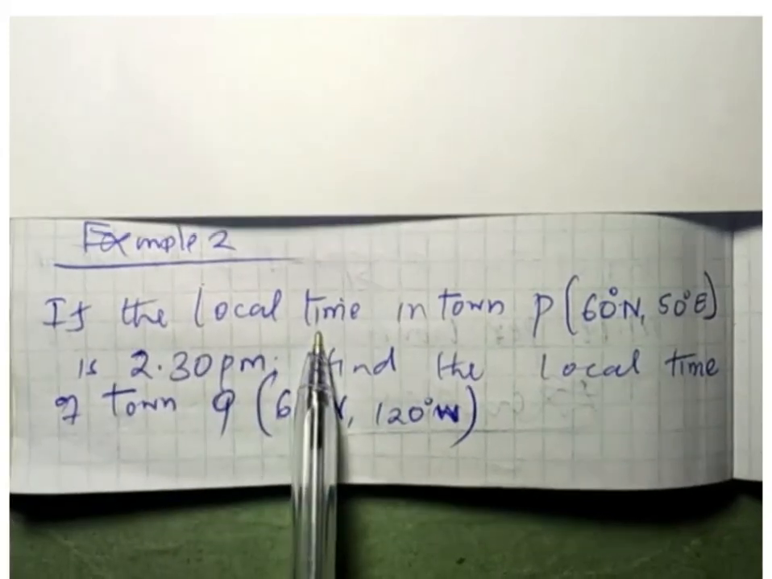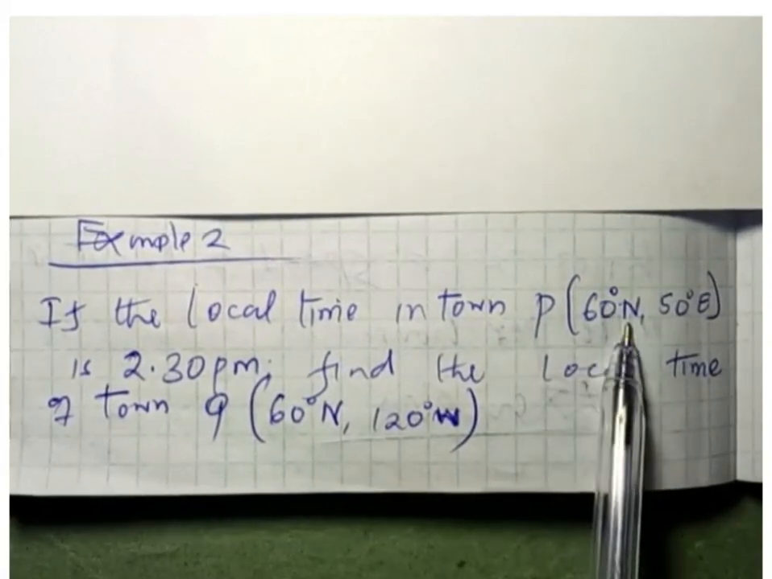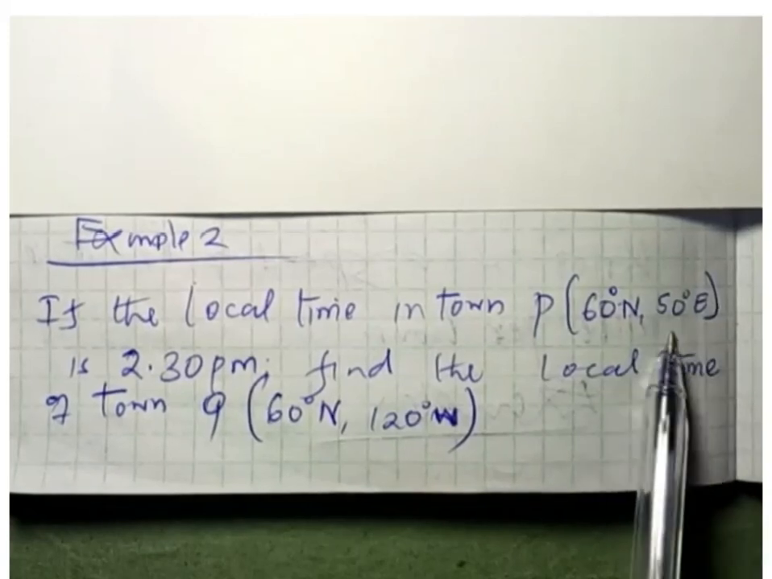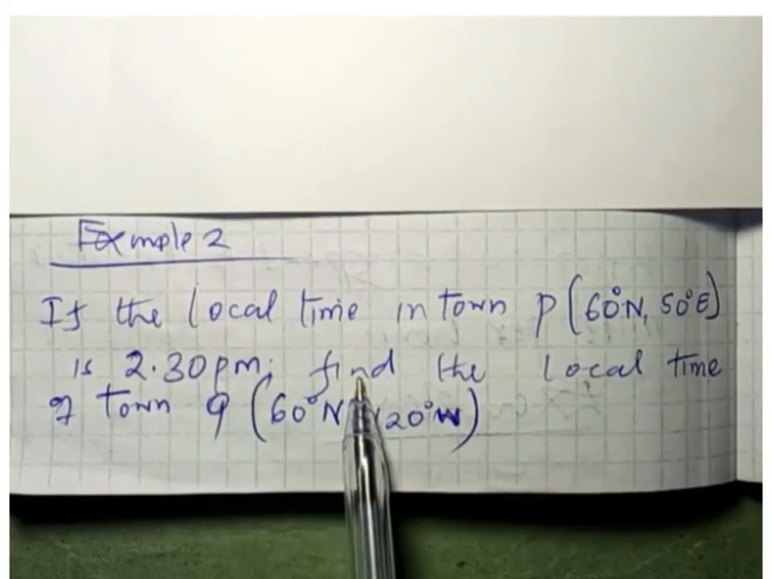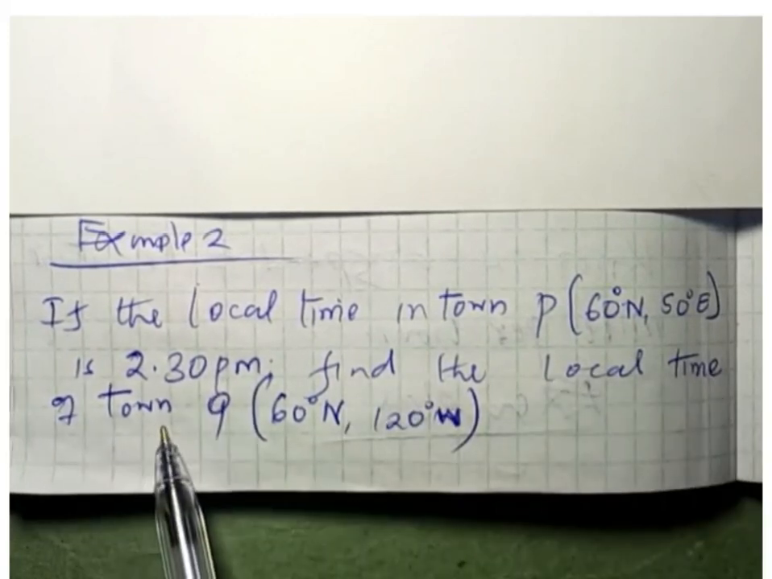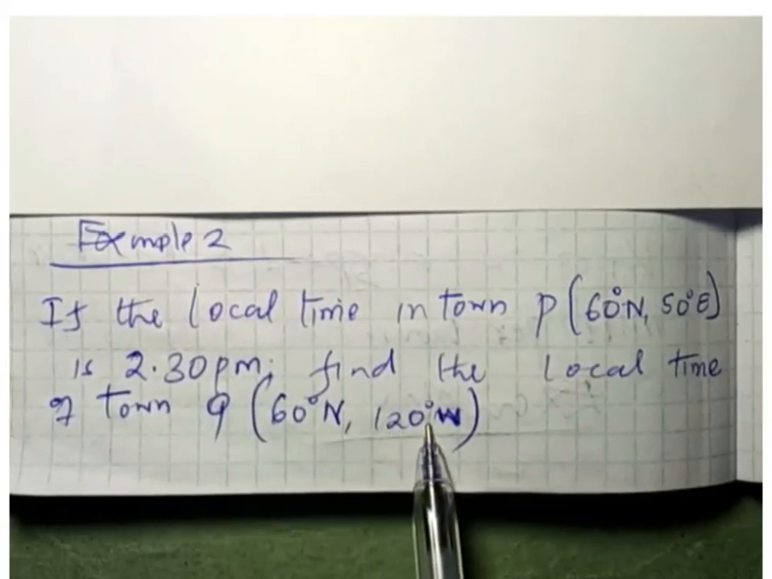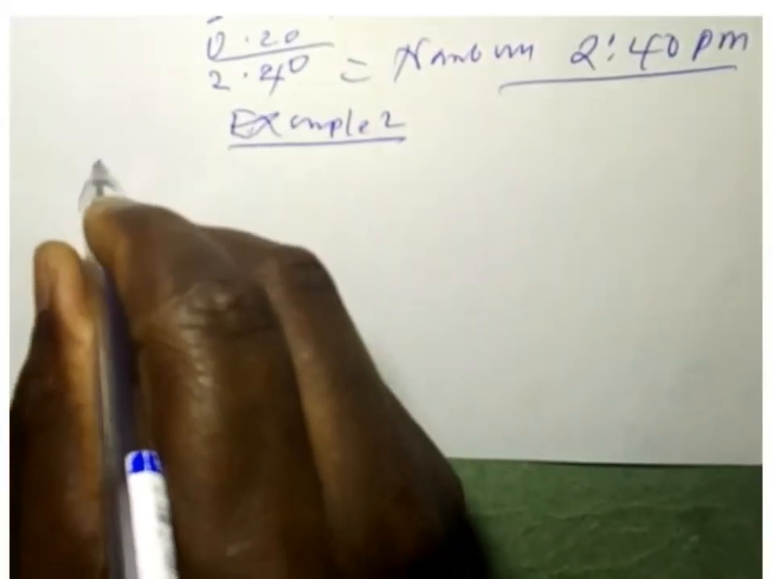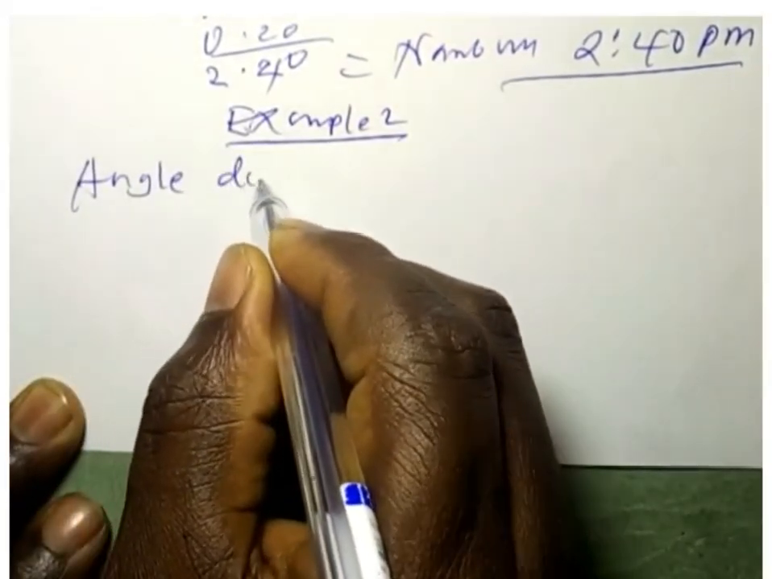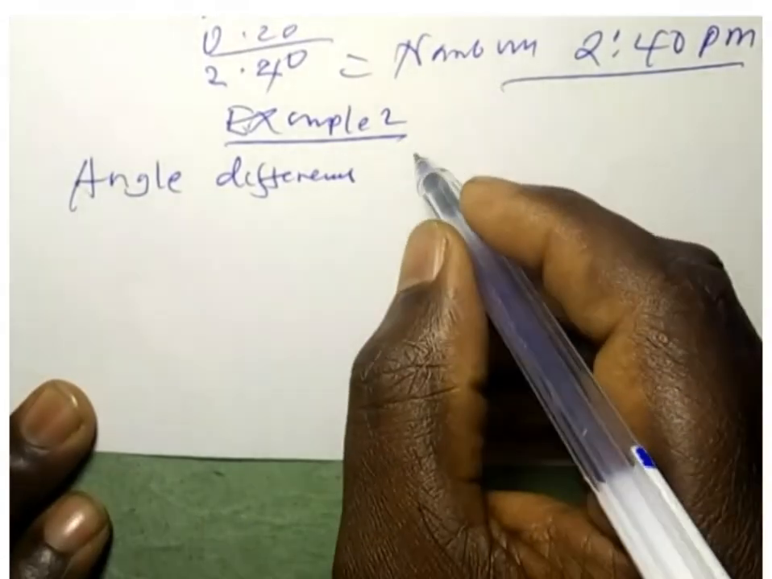If the local time in town P, 60 degrees north, 50 east, is 2:30 p.m., find the local time of town Q, 60 degrees north, 120 west. So the angle difference along the longitudes is 120.